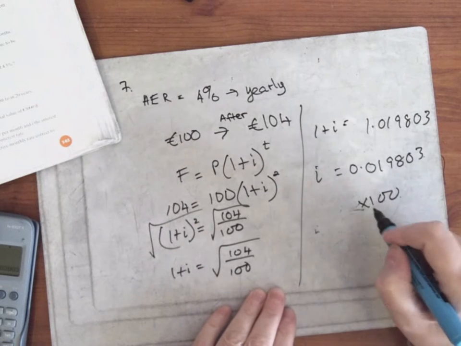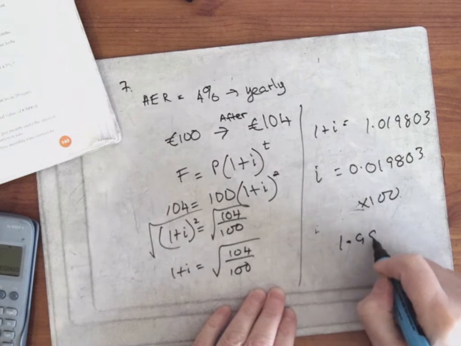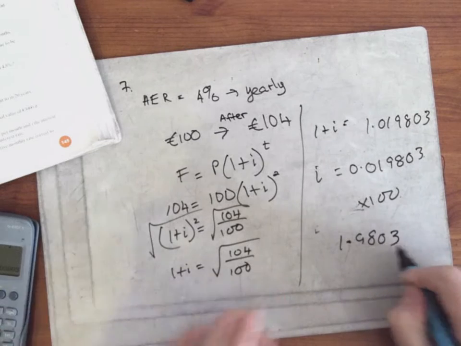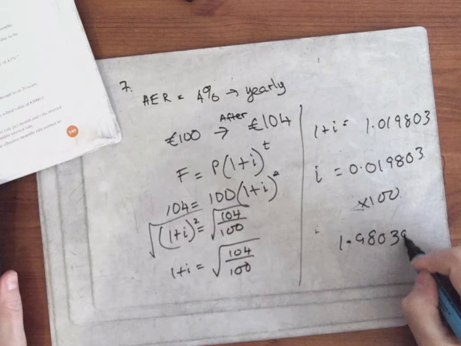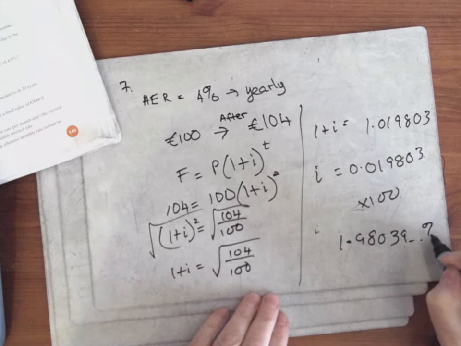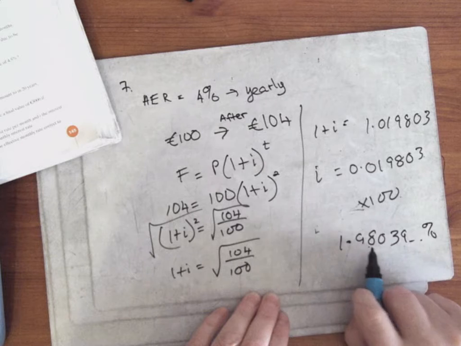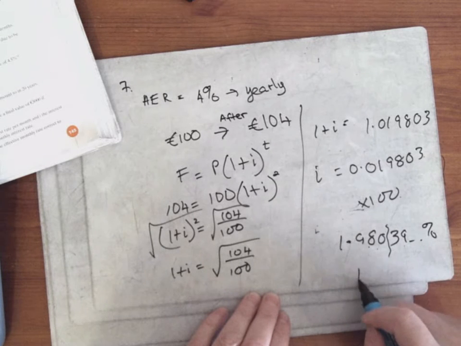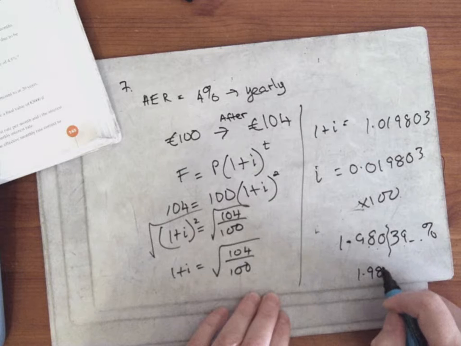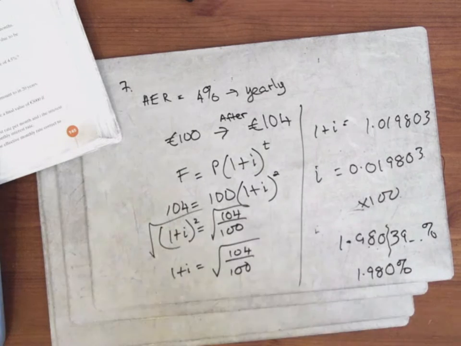Okay, so multiply that by 100, it's 1.9803 percent. 4 significant figures means I'm allowed to write 1, 2, 3, 4. That one I have to cut it off there, so it's 1.98%, or 1.980% for the 4 significant figures. Is that alright? Okay, that's number 7.